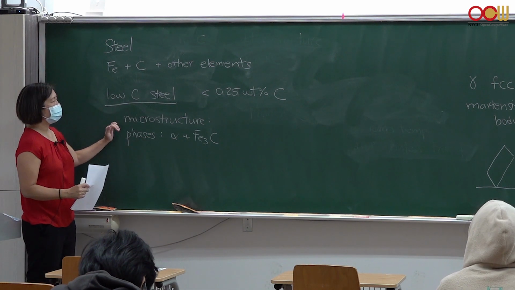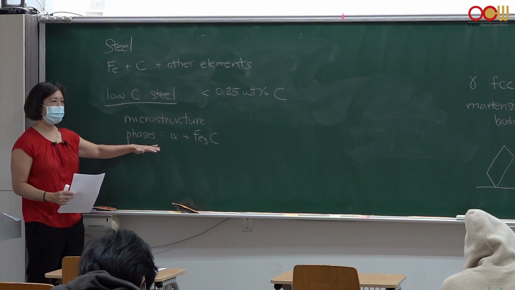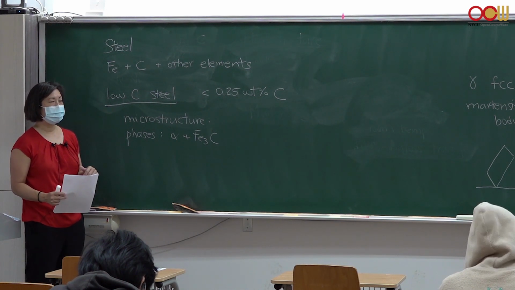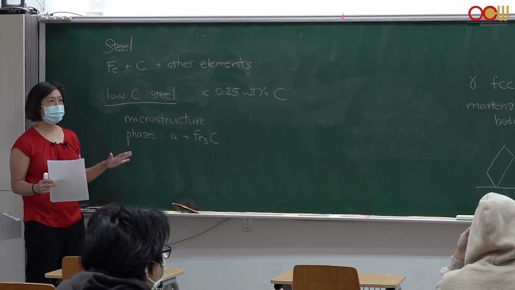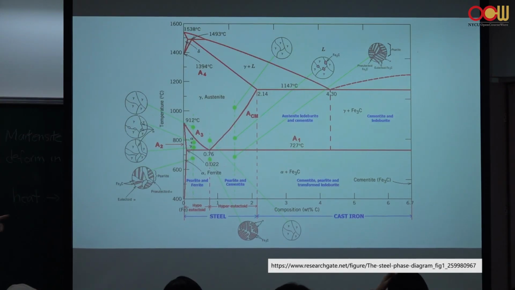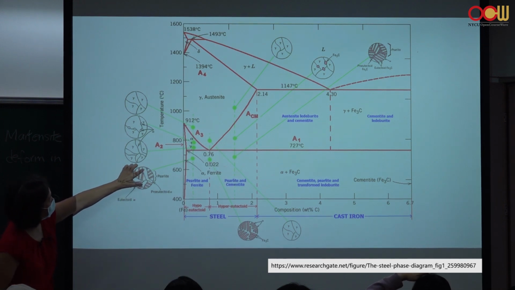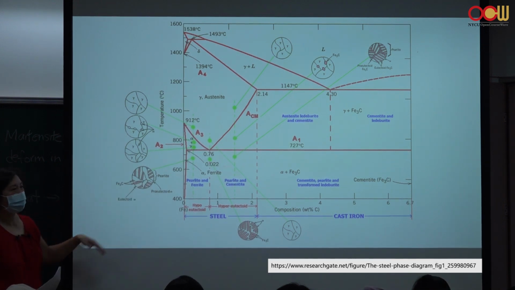And so what would be the microstructure? So these are the phases. Most likely, what would the microstructure look like? Perlite in a matrix of, so it looks something like this, right? So it'd be perlite, but then in between would be alpha or ferrite.